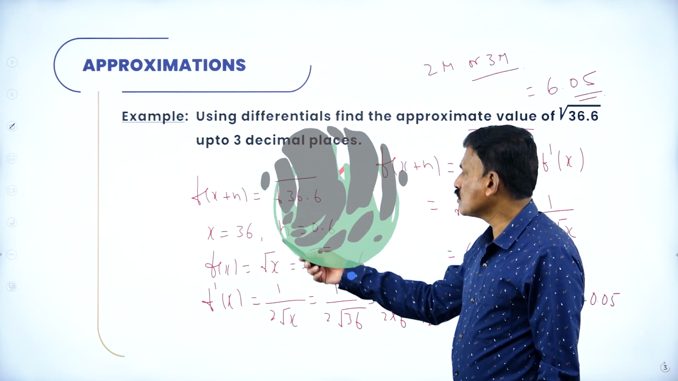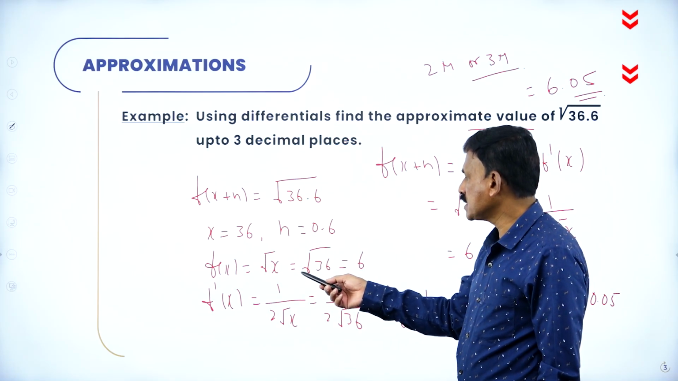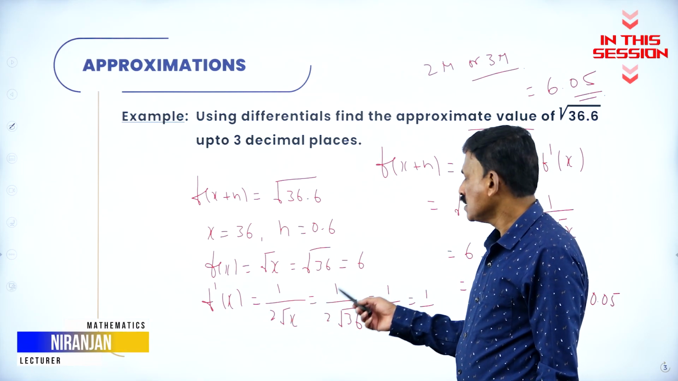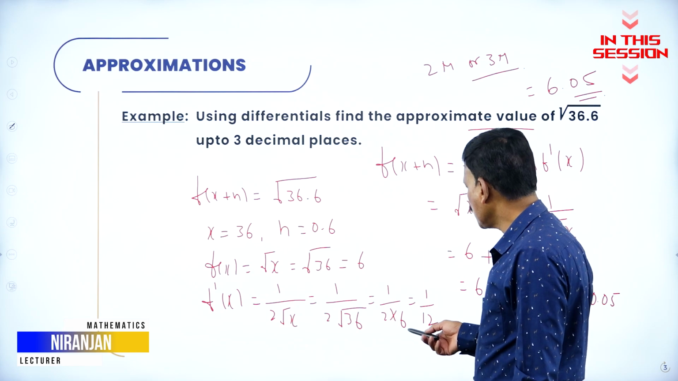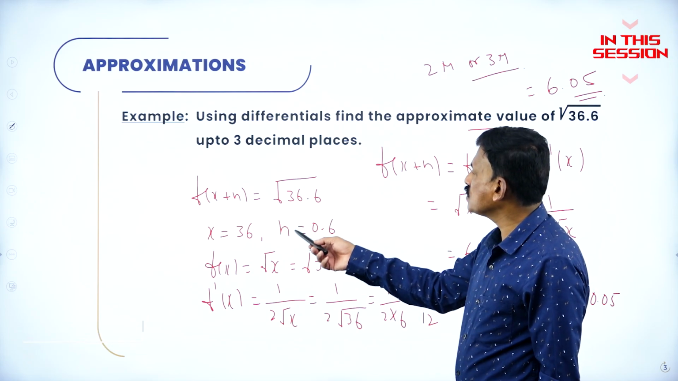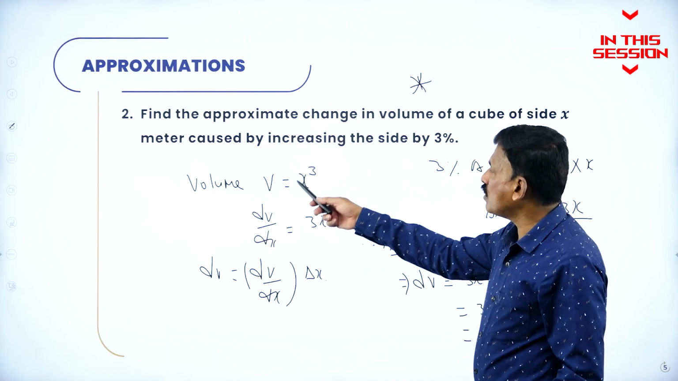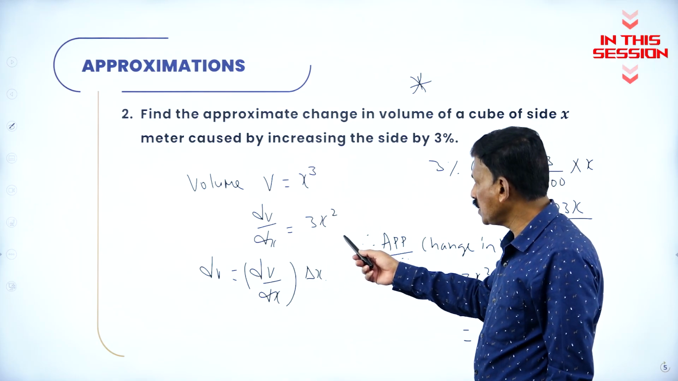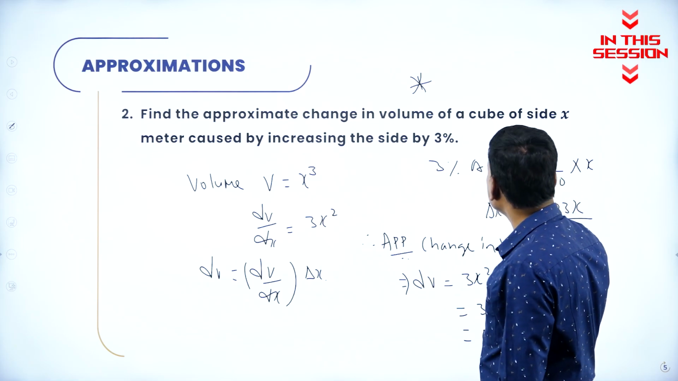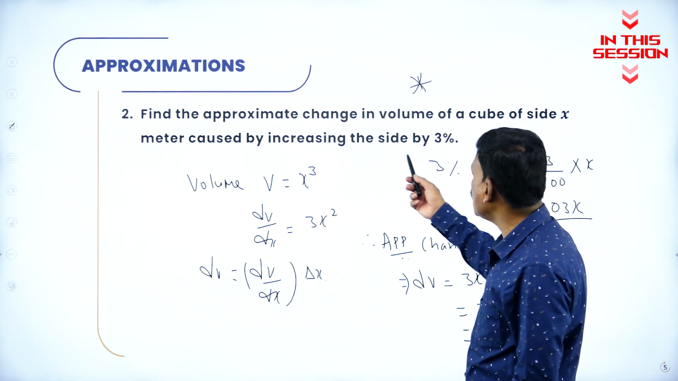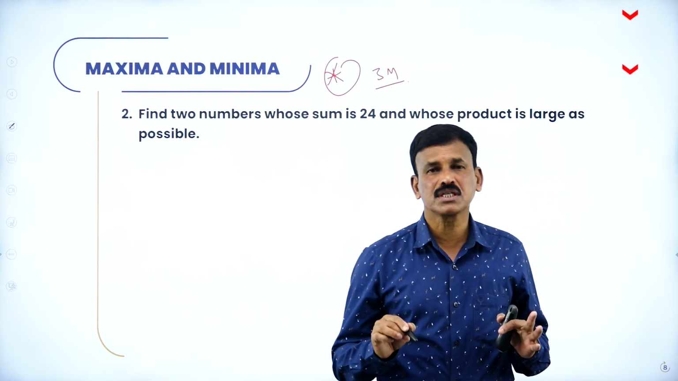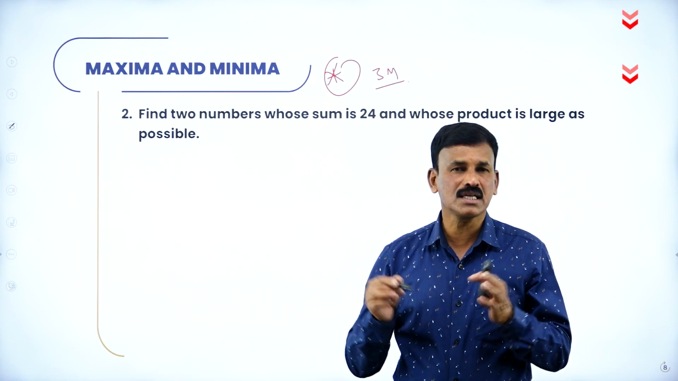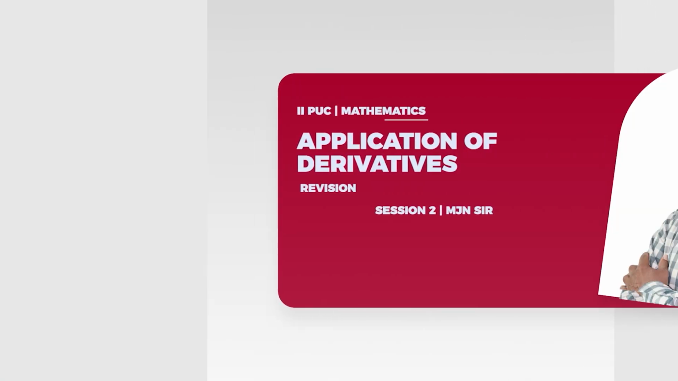Now f of x is equal to root x, root of 36, that is equal to 6. F dash x is equal to 1 over 2 root x. 1 over 2 into root of 36 is 1 over 2 into 6 is 1 over 12, and h is equal to 0.6. The volume V is equal to x cube. Differentiate with respect to x. dV by dx is equal to 3x square. The approximate change in volume caused by increasing 3%. Find the two numbers whose sum is 24. If you add two numbers, you will get 24. And if you multiply, you will get the maximum value.